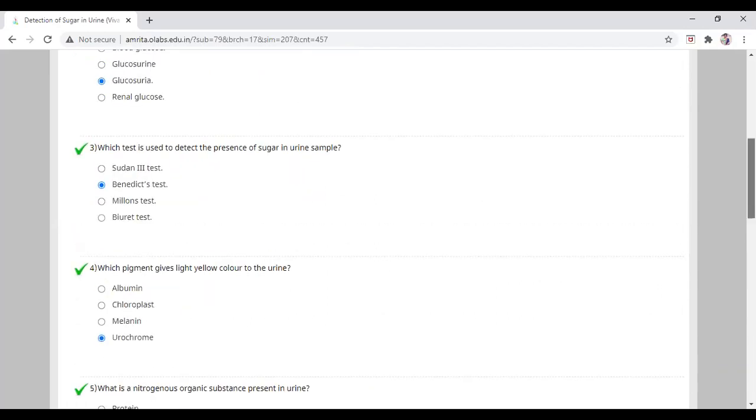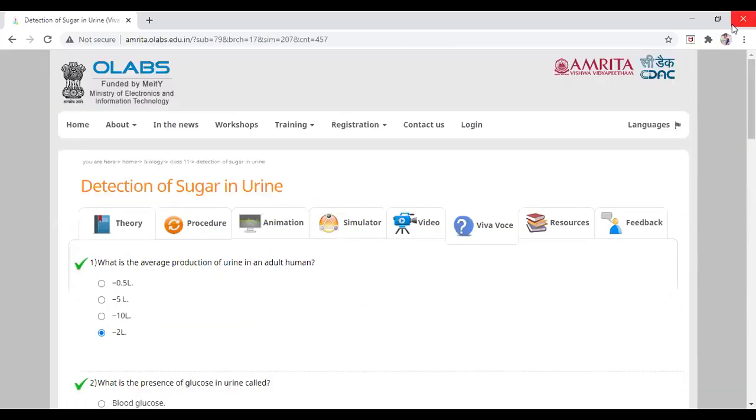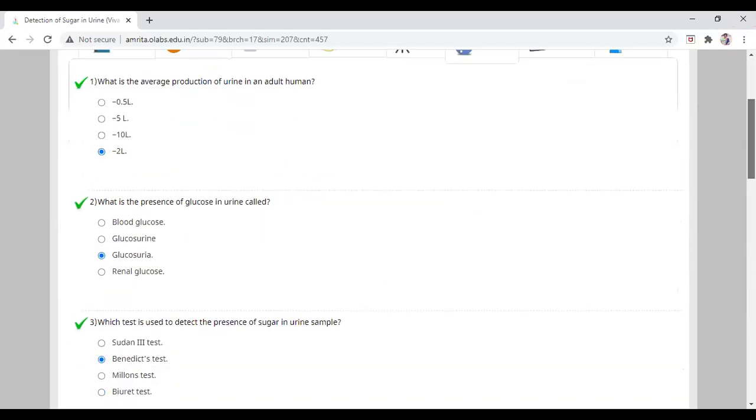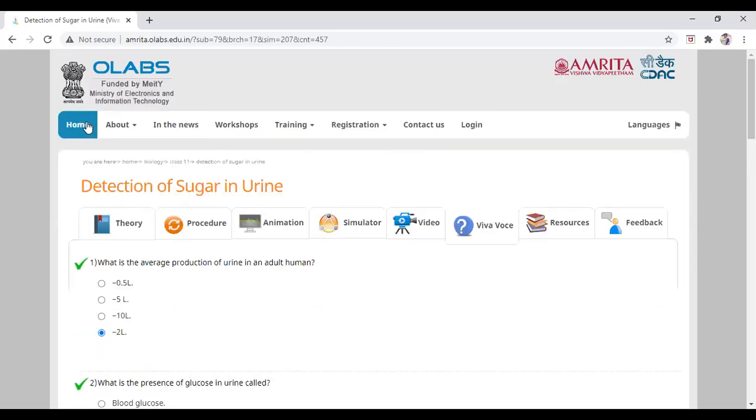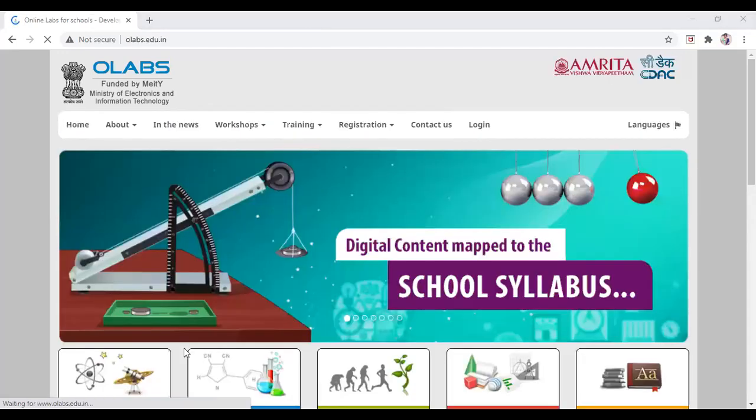So I hope this practical is clear to you. Your work for today is to do this practical in your file. This was our third practical which we have done. So I hope this is clear to you, and you will do it in your files.